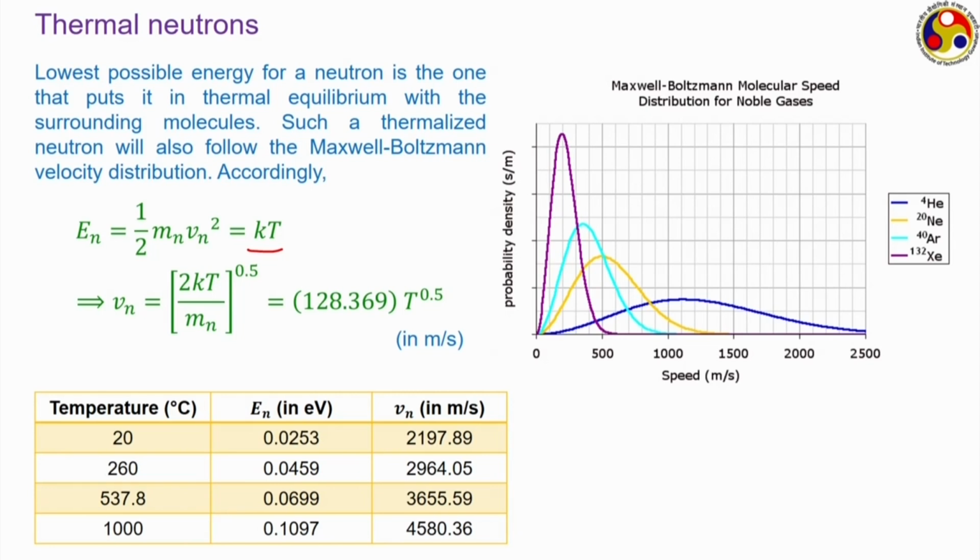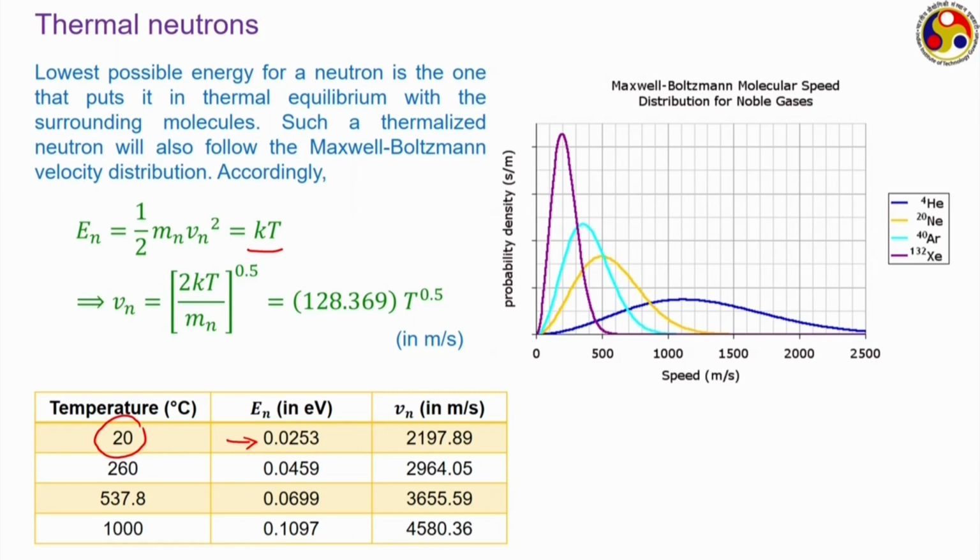Commonly the term thermal neutron we associate with neutrons which are thermalized with a 20 degree Celsius surrounding and having an energy level of 0.0253 electron volt. So, these values we shall be using from now onwards for thermalized neutrons.